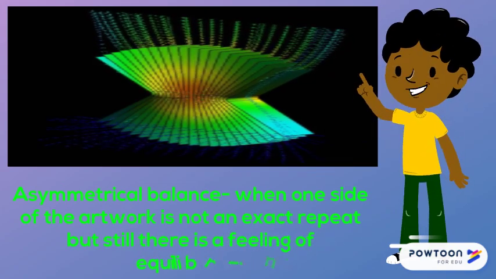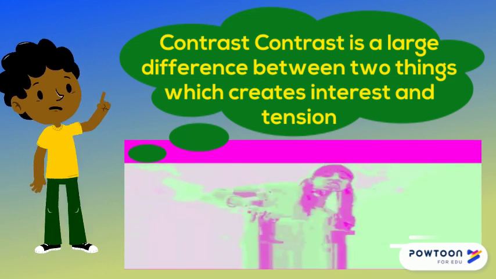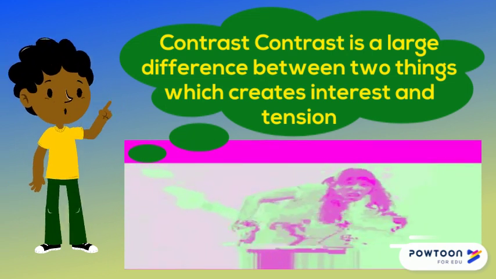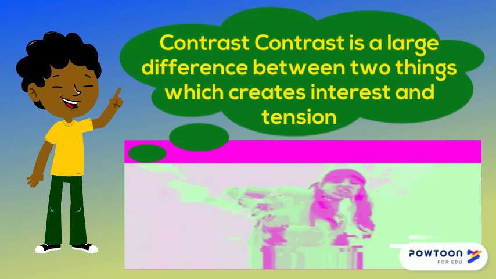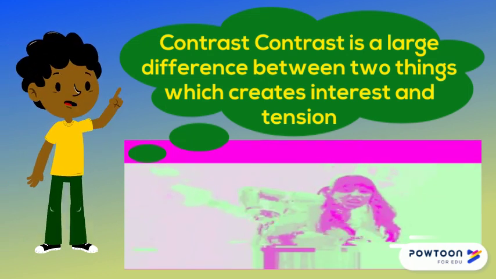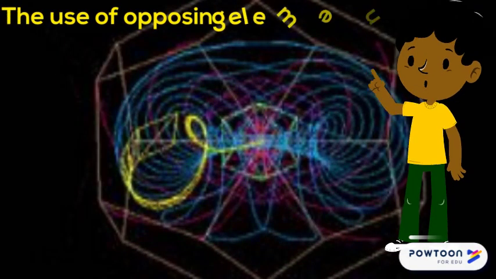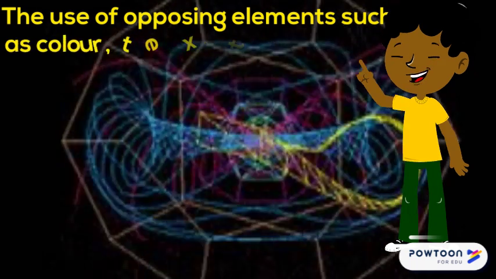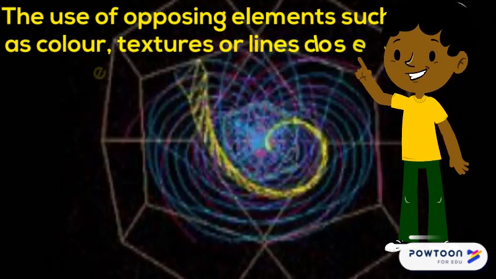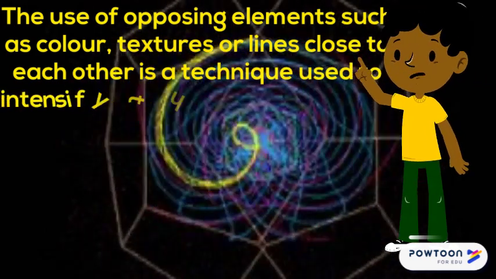Contrast is a large difference between two things which creates interest and tension. Contrast can be used as a background to bring objects out and forward in an artwork, creating an area of emphasis. The use of opposing elements such as color, texture, or lines close to each other is a technique used to intensify the work of art and directs our attention to a particular point of interest within the space.